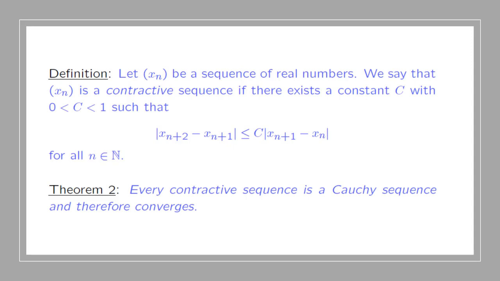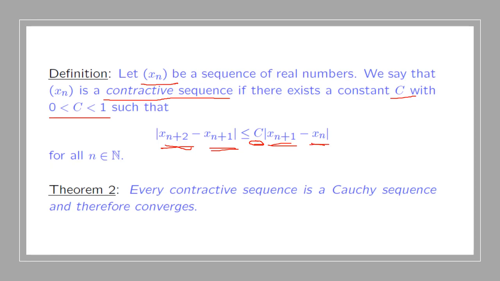So let's begin by defining what we mean by a contractive sequence. A sequence xn of real numbers is said to be a contractive sequence if there exists a constant c which lies between 0 and 1, such that the distance between xn plus 2 and xn plus 1 is less or equal to c times the distance between xn plus 1 and xn.